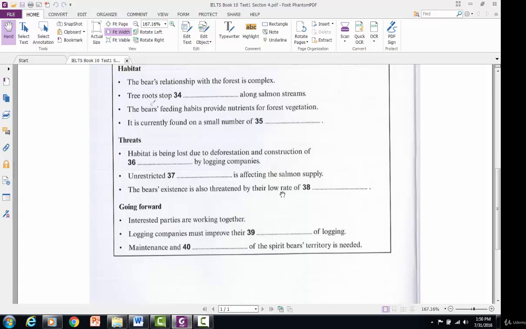So remember, when you're listening, you have to hear the synonym relationship, the synonym connection between the language before the blank line or sometimes after the blank line and the answer choice. 39 is connected to must improve their blank of logging. Must improve. Whatever 39 is, it's going to be connected to must improve. Right? They're going to say going forward, then they're going to go through these. 40 is straightforward. Maintenance and blank of the spirit bear's territory. So maintenance and something else.